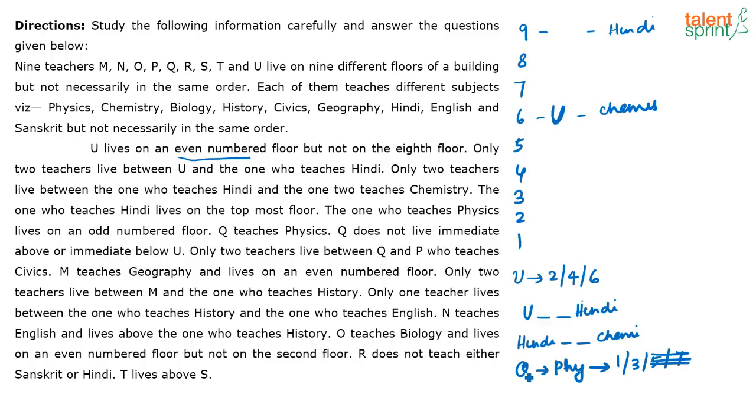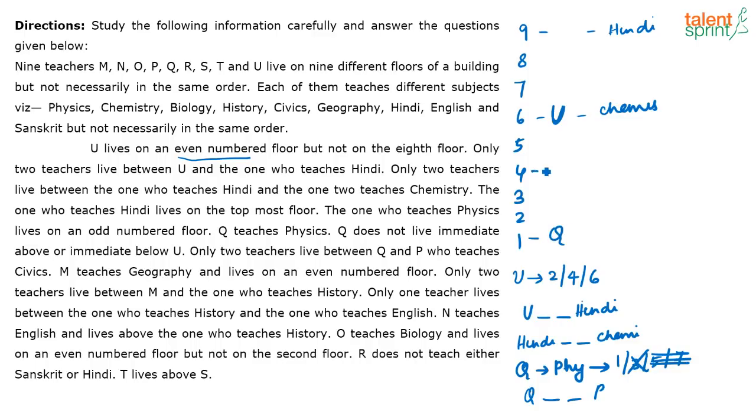See, here I have found out that Q can either be in position 1 or 3, and they have said that between Q and P there are 2 people. Only 2 teachers live between Q and P. So, now I am considering the possible cases. First, I am assuming that Q is in position 1. If Q is in position 1, P can be in position 4. Now, if Q is in position 3, P has to be in position 6, which is not possible. So, Q cannot be on the 3rd floor. Q definitely has to be on the 1st floor.